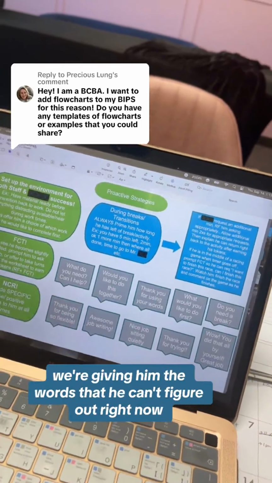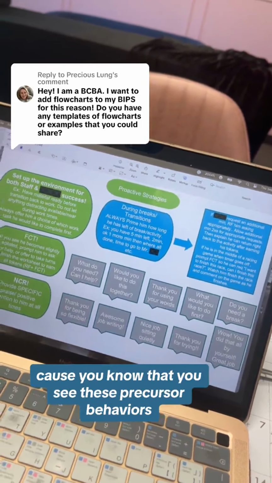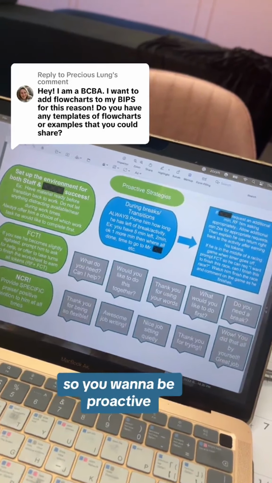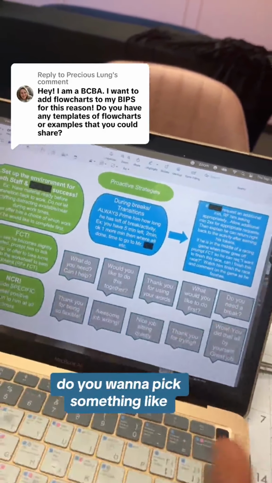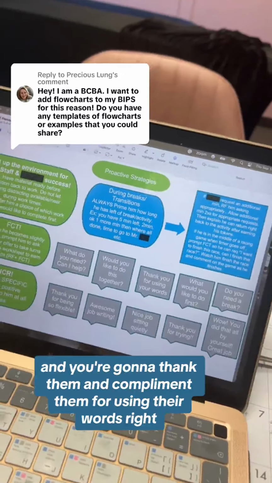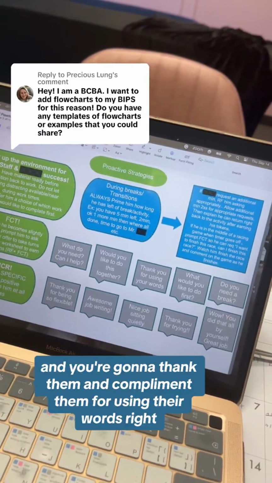We're giving him the words that he can't figure out right now, because you see these precursor behaviors, so you want to be proactive. You're going to prompt FCT. Like, do you want help? Do you want to do this together? Do you want to pick something? And you're going to thank them and compliment them for using their words, right?